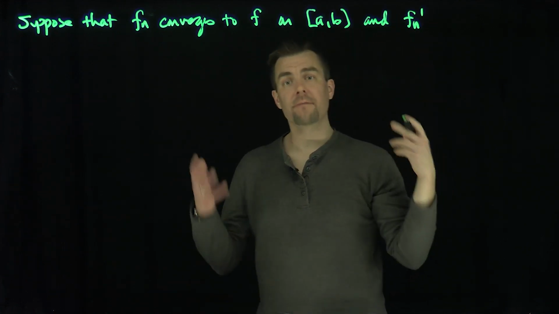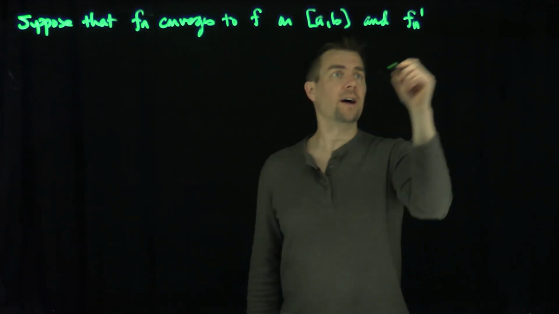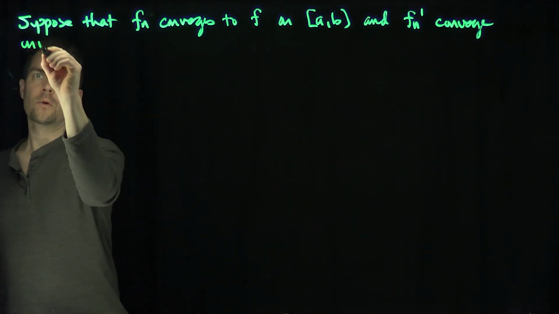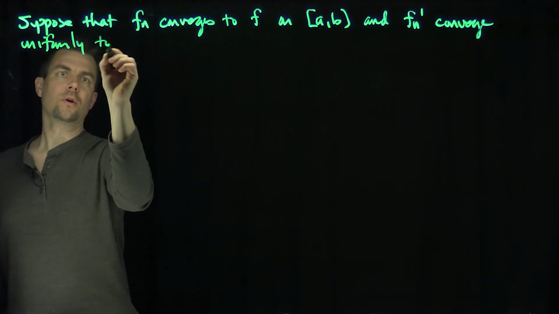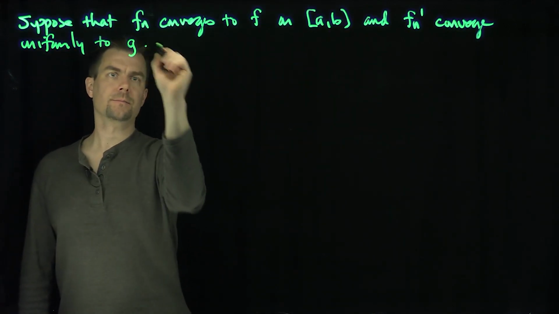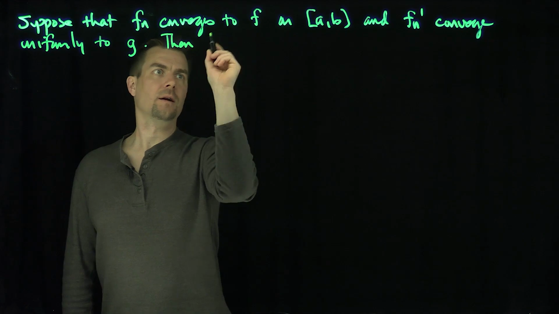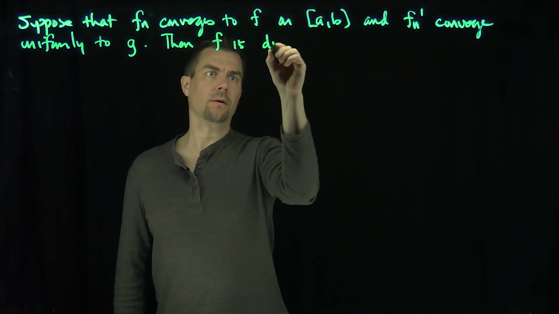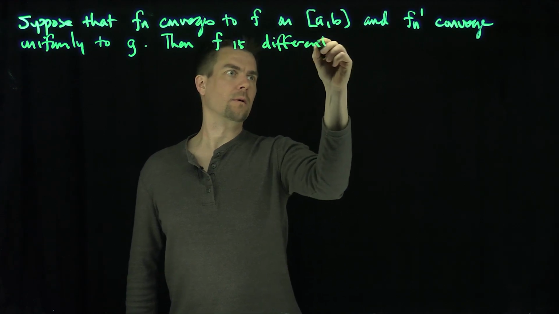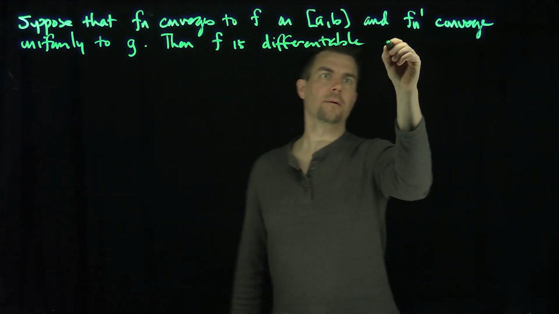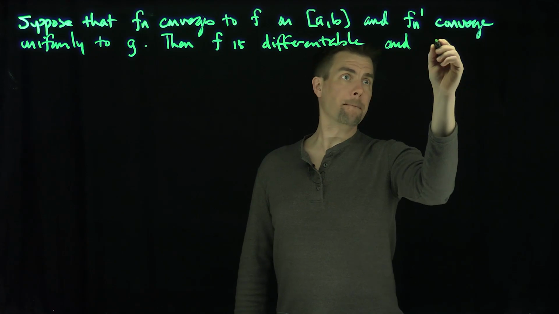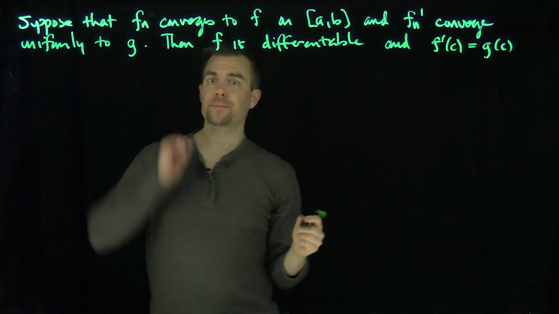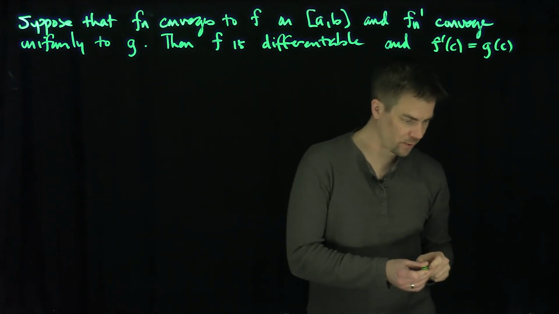Fn prime, so I'm assuming that the Fn are differentiable, and Fn prime converge uniformly to a function g, then f, the limit of the sequence Fn, is differentiable and f prime of c is g of c, what we expect it to converge to. Great, so here's how the proof goes.